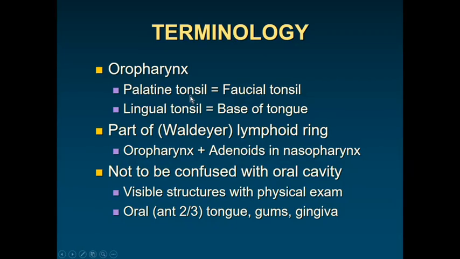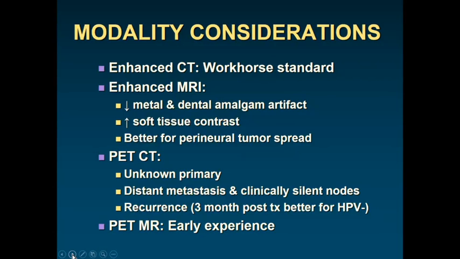And note that the oropharyngeal structures of the palatine and lingual tonsils plus the adenoids in the nasopharynx make up what comprises Waldeyer's lymphatic ring. But the adenoids are separate from the oropharynx. We don't want to confuse the oropharynx structures with the oral cavity structures, and the oral cavity is comprised of those really obvious structures on the physical exam that include the oral anterior two-thirds of the tongue, the gums, and the gingiva.